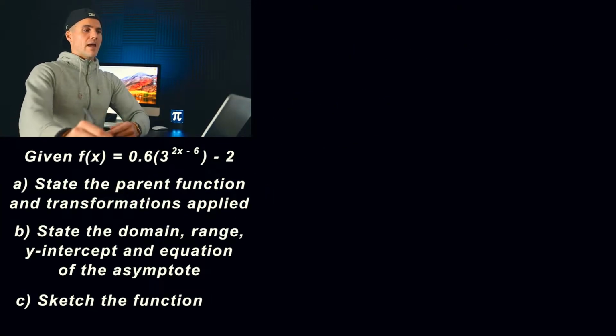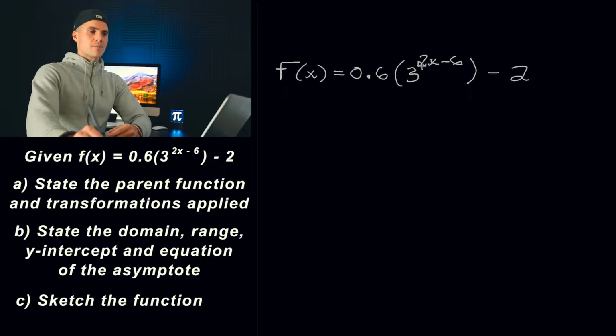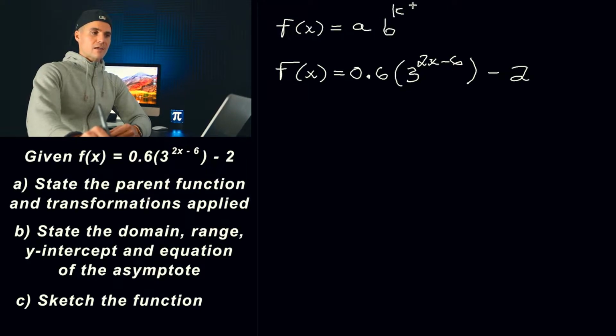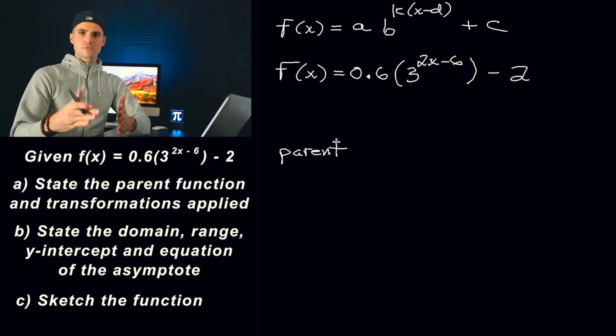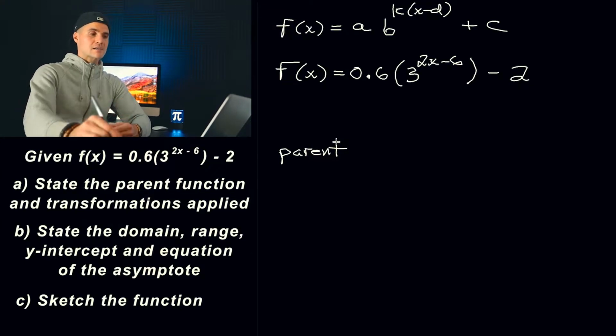So we are given f of x equals 0.6 in brackets 3 to the power 2x minus 6, minus 2. So just in general, what is the general transformation format of an exponential function where there's going to be some kind of base, right? And then we're going to have a, base to the power of k bracket x minus d, plus c. Now remember, with exponential functions, the parent function actually always changes. It's not always constant like the functions we've dealt with before, like the absolute value or the square root function or 1 over x. The parent changes depending on what this base is, right?